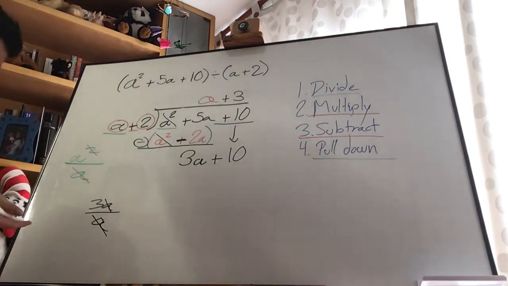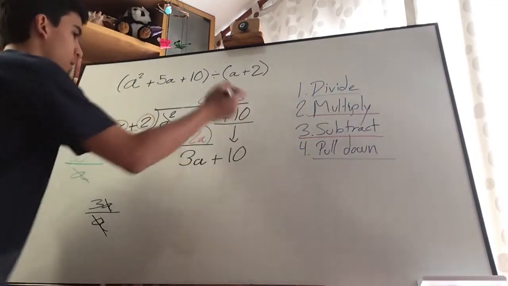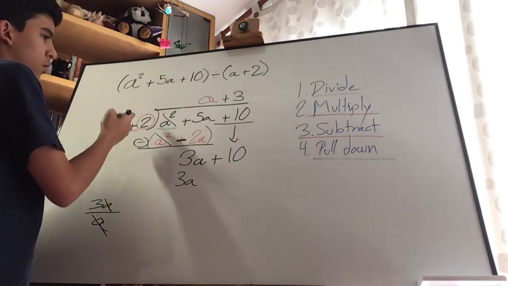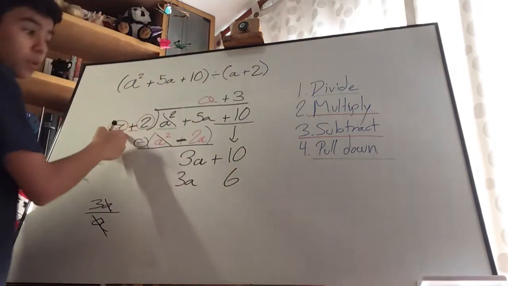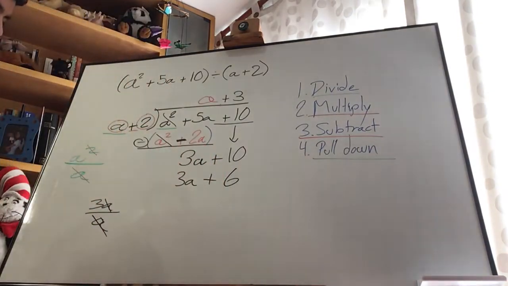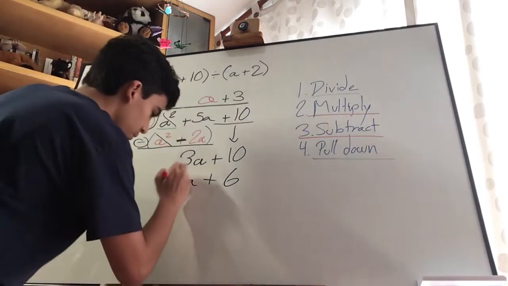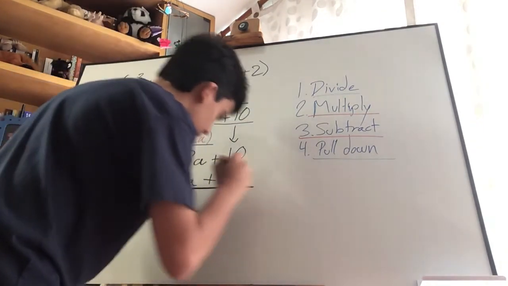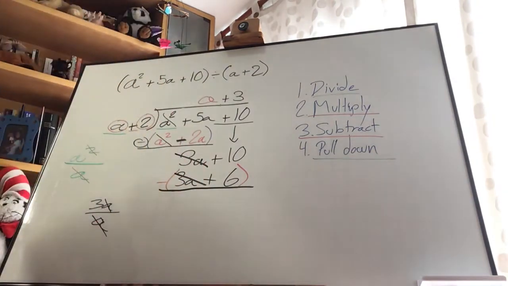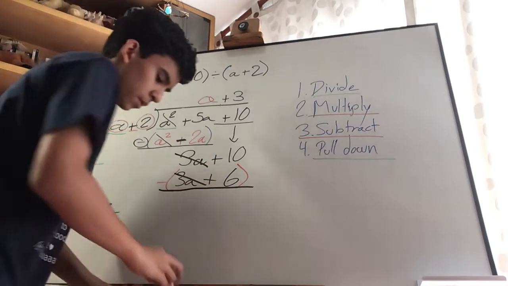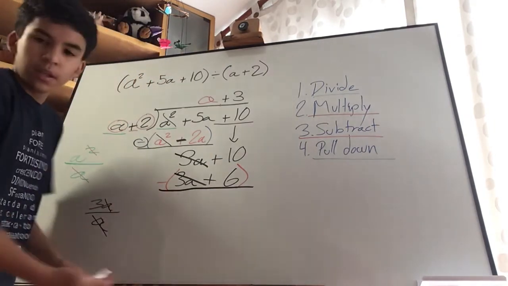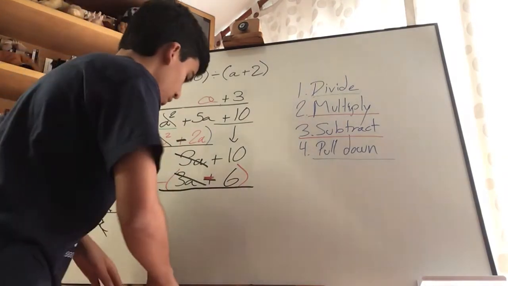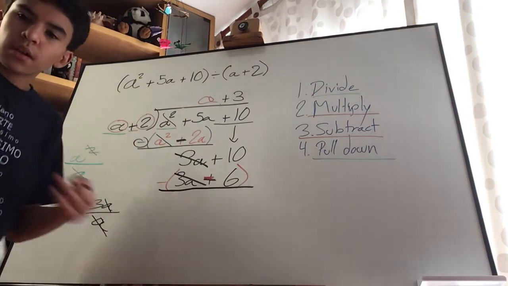Okay? Now, after we divide, we have to multiply. So we say 3 times a is 3a. And 3 times 2 is 6. And since this is positive, we put a plus sign. Okay. Now, what we do is that we flip this. This cancels out. And now we have 10 plus 6, but because it's now flipped, it's now 10 minus 6. Okay, I have to clean that later. 10 minus 6 is 4.